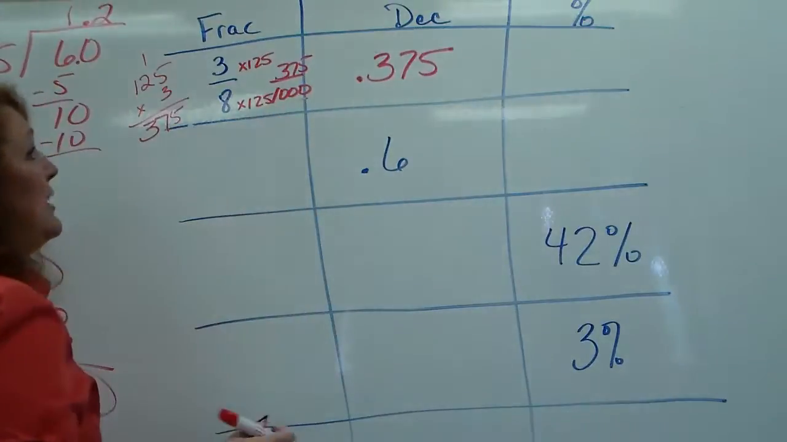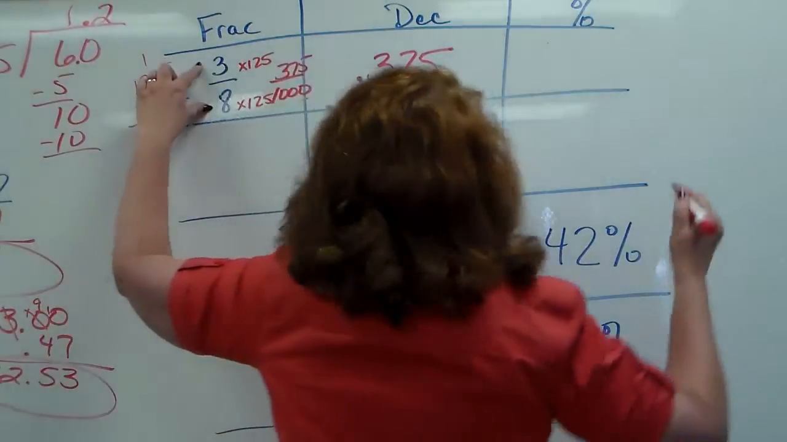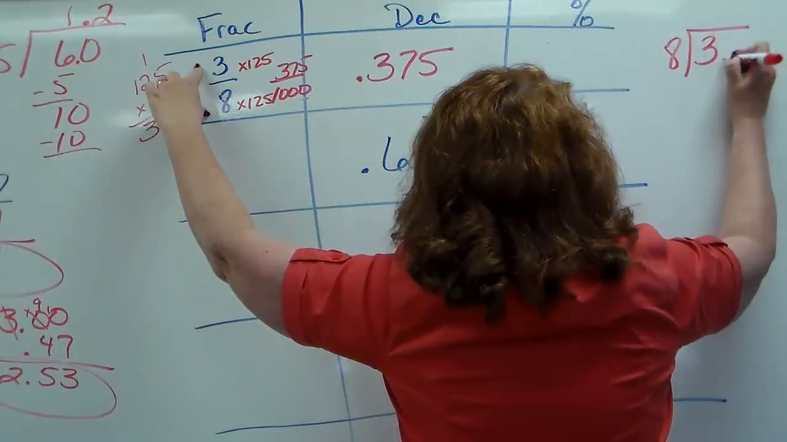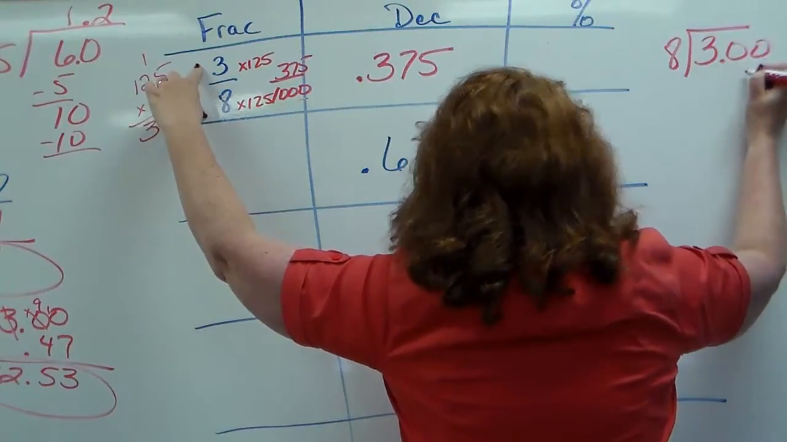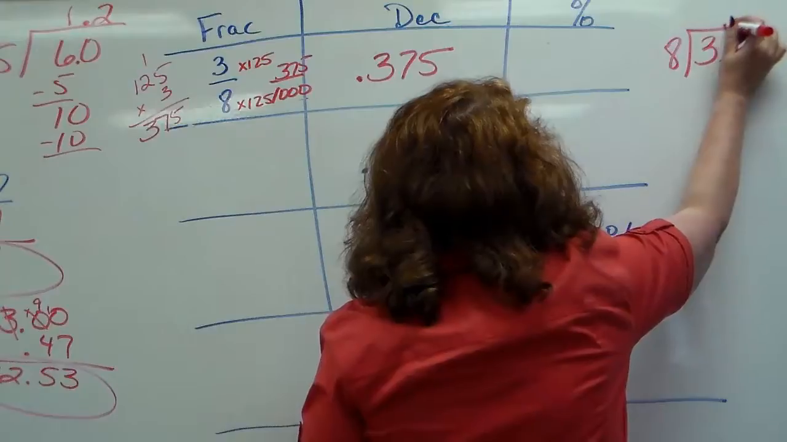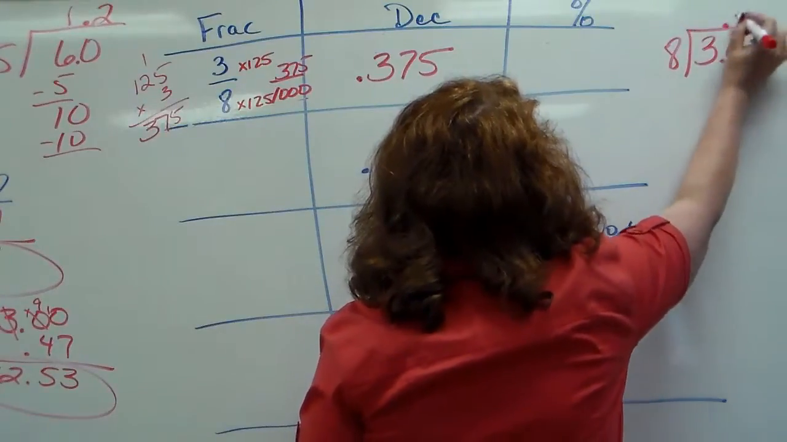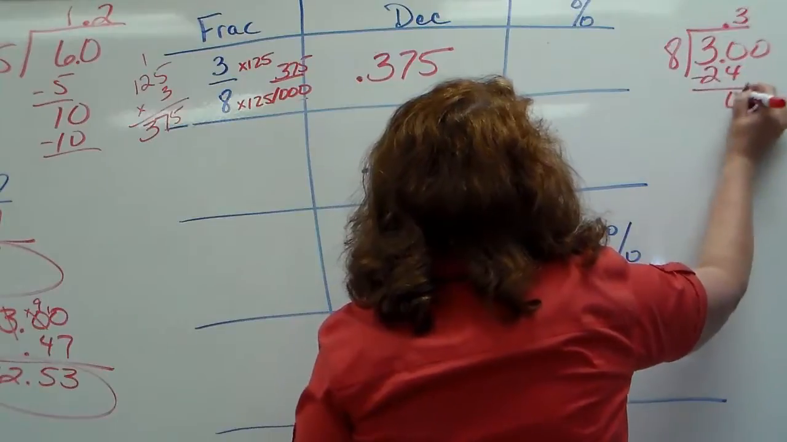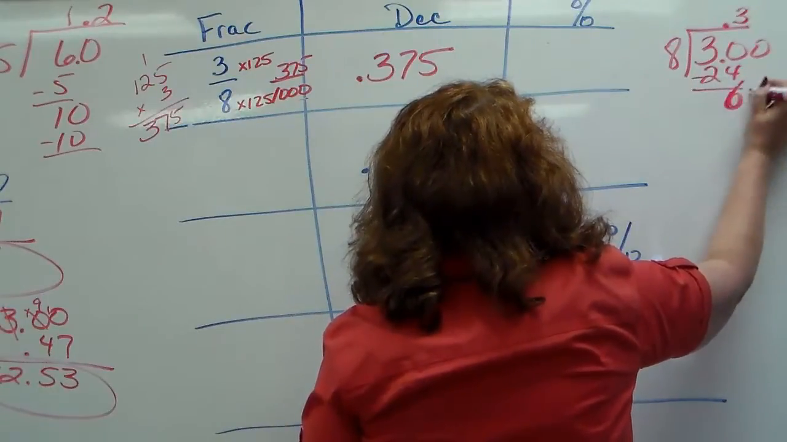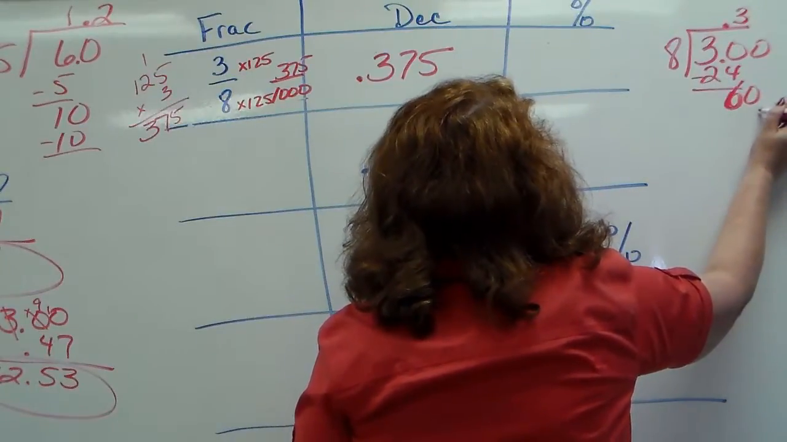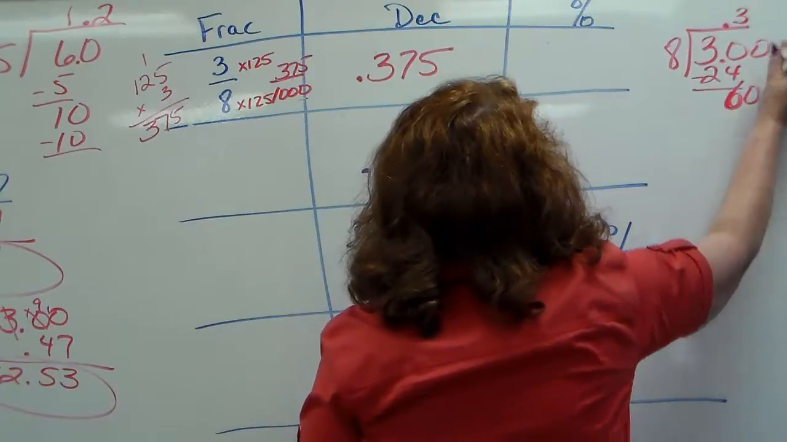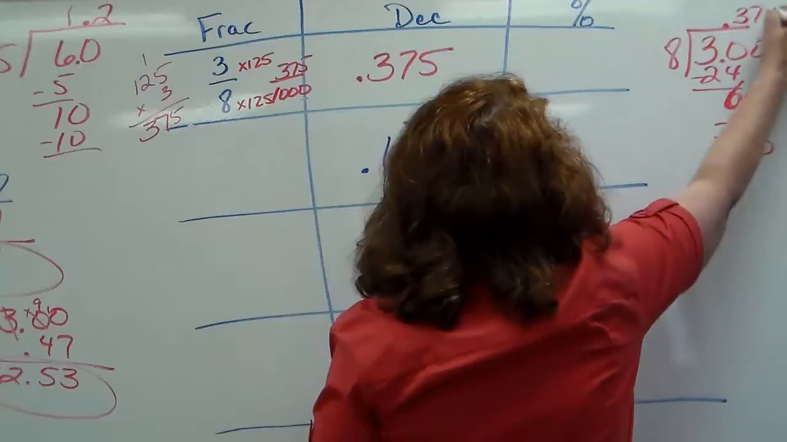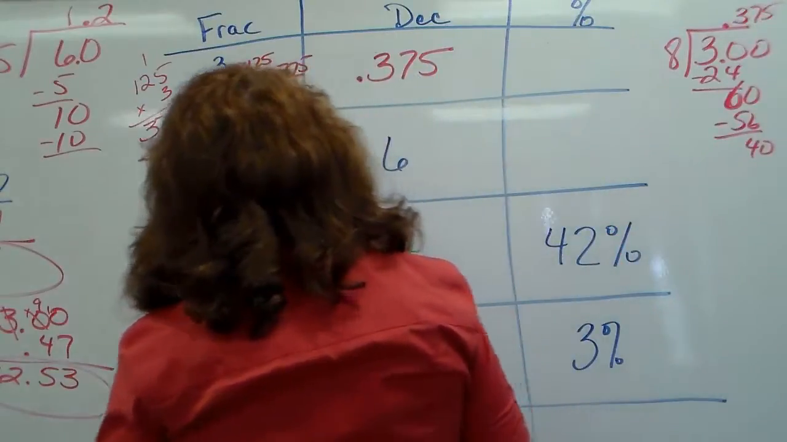Now, if you don't remember this number, what's another way I can do it? Well, I can do this long division. The top number goes in the house because it's king of the hill. And I'm going to stick these on it just in case. And I'm going to stick my decimal right there. 8 goes into 30 3 times, that's 24, 6, that's a 60. 8 goes into 60, 7 times, 56, 40, and a 5, 375.